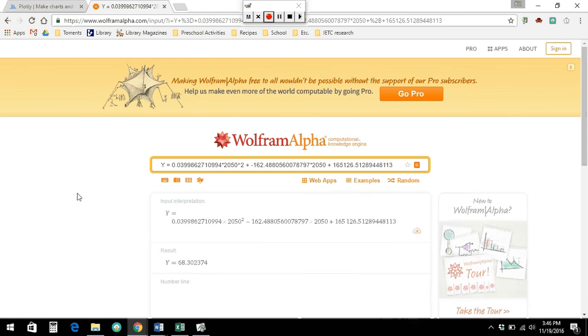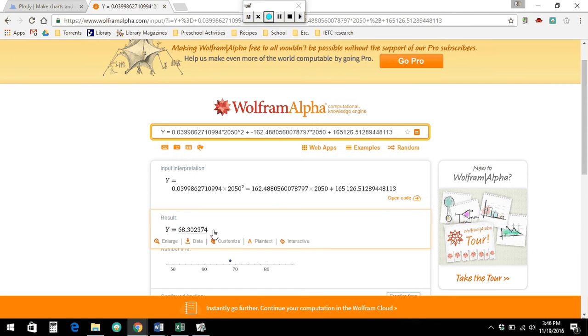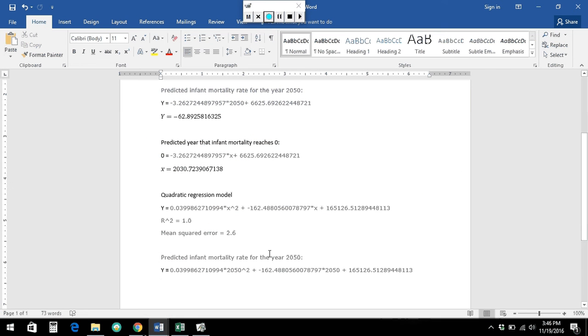Let it do its thing. And it tells me right here. So I'm going to copy that and come in and paste it. And I'm going to take out that extra space in there. So notice with our linear model in the year 2050, we predicted an infant mortality rate that was negative. But with our quadratic model, it actually makes it not negative. It's not really anywhere near negative. It's still 68.302374.